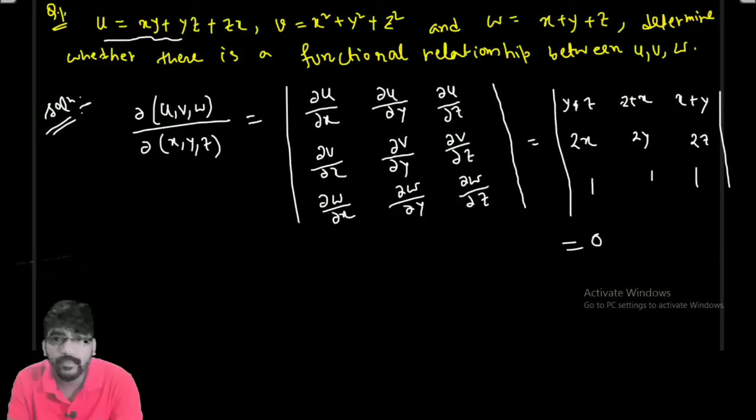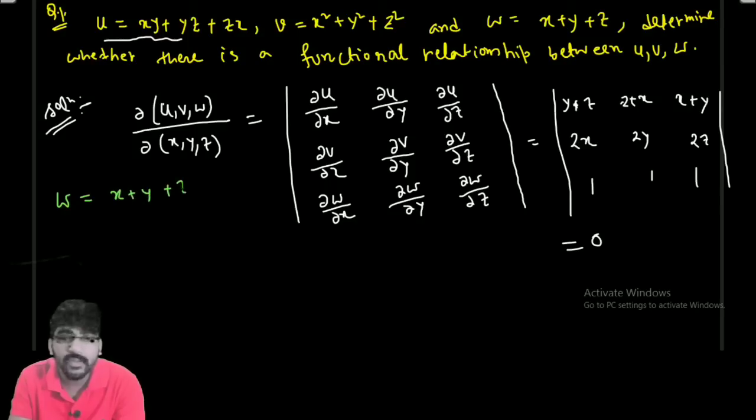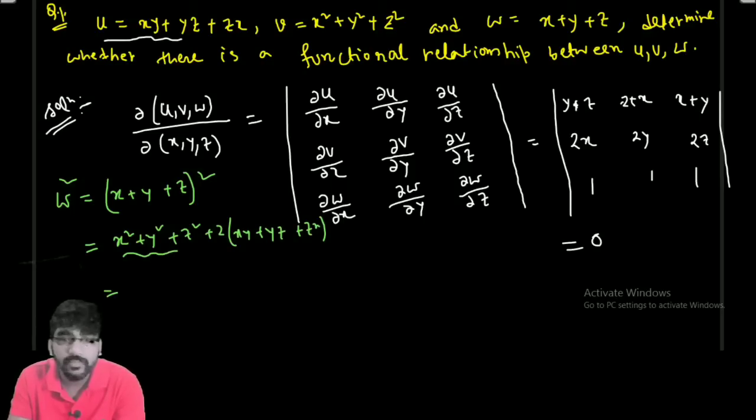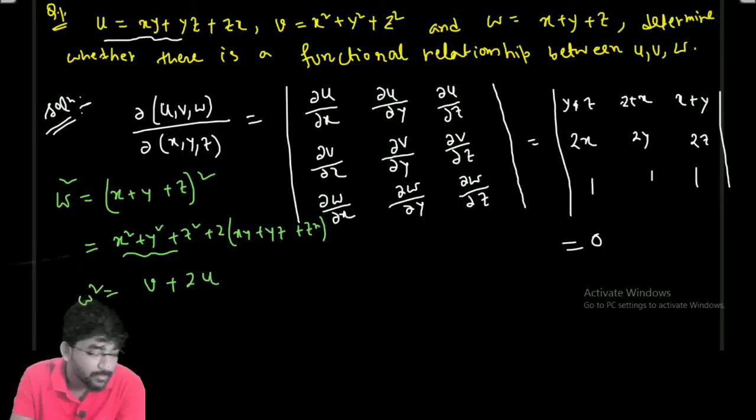Here w is given, v is given, and u. So if you take the square of w, where w is x plus y plus z, then w square will be x square plus y square plus z square plus 2 into (xy plus yz plus zx). Now you can see this is your v, plus 2 into this, which is u. So w square is nothing but v plus 2u.